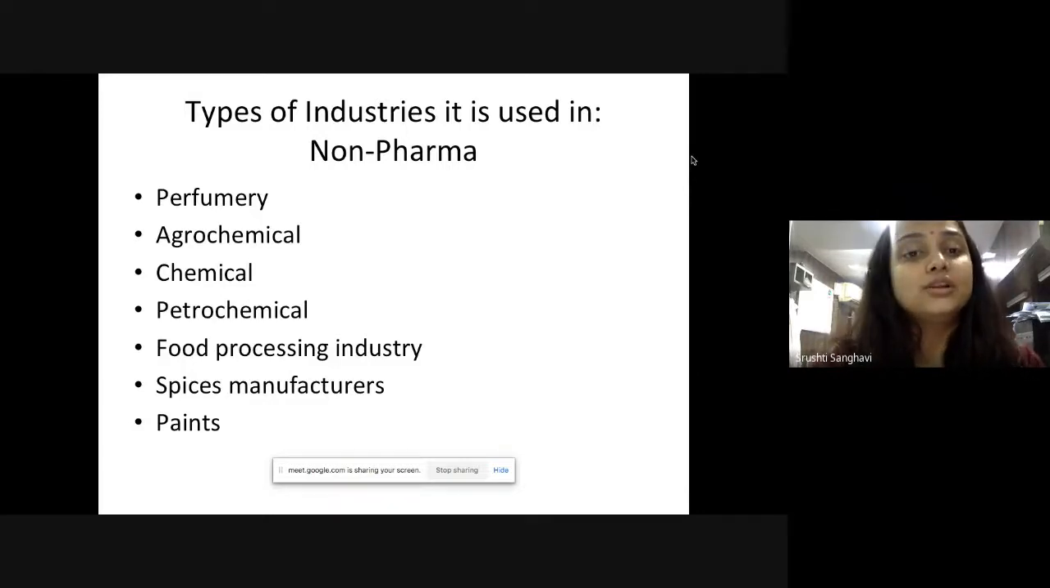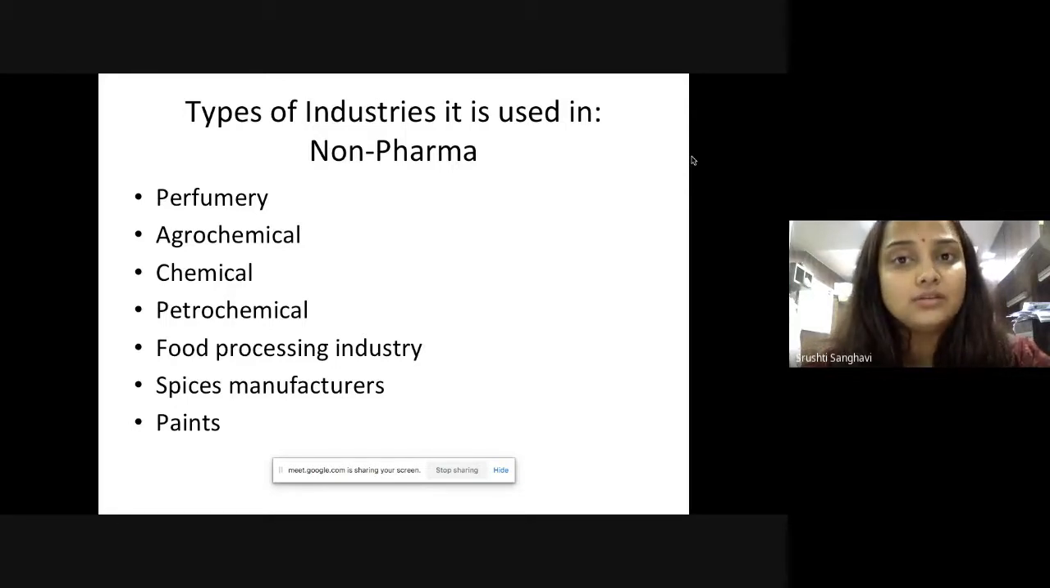If you want to check the quality of the perfume or the composition of your perfume, there are some agrochemicals which are sprayed like pesticides or anything. So they want to make sure that they have a certain amount of actives when they are spraying these pesticides. We spoke about the petrochemical industry, food processing industry as well. We spoke about the organic pesticides being found in the so-called organic food. That is where they are used, extensively used within India for spices manufacturing and testing.